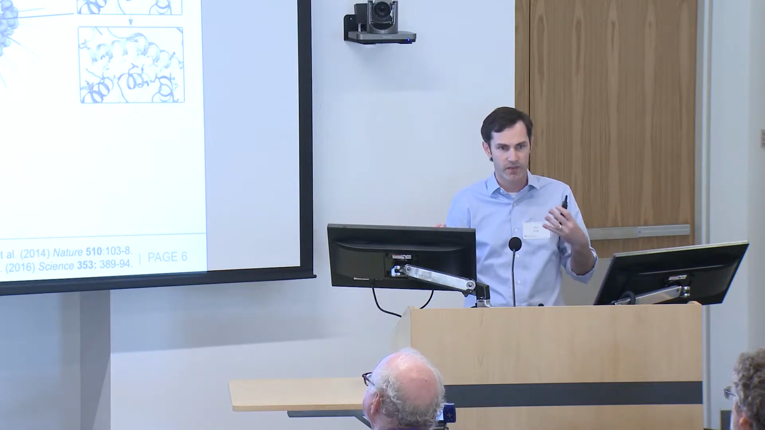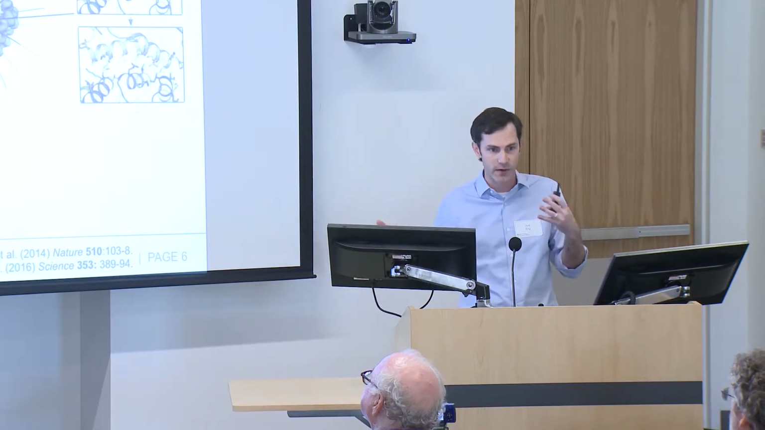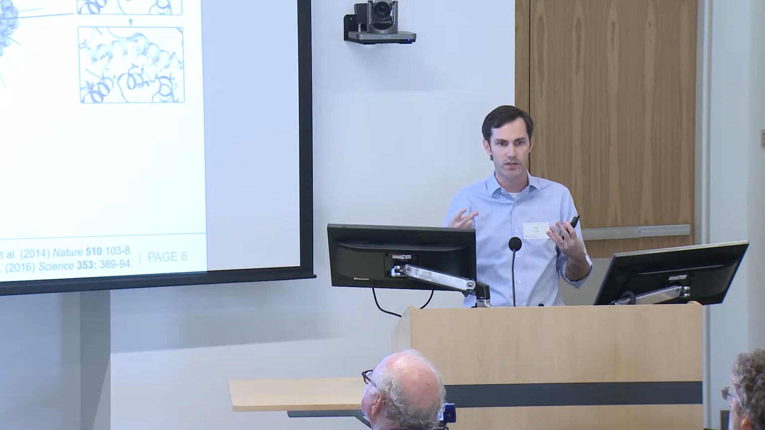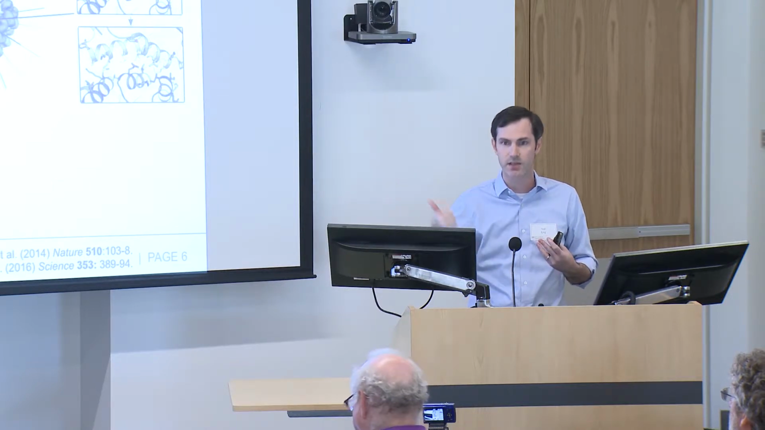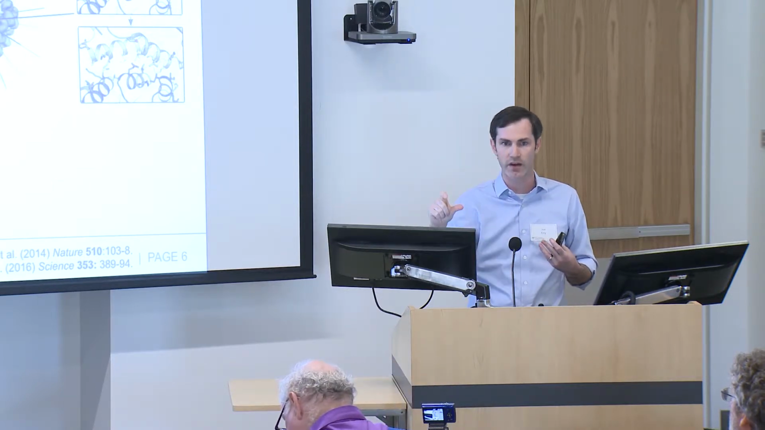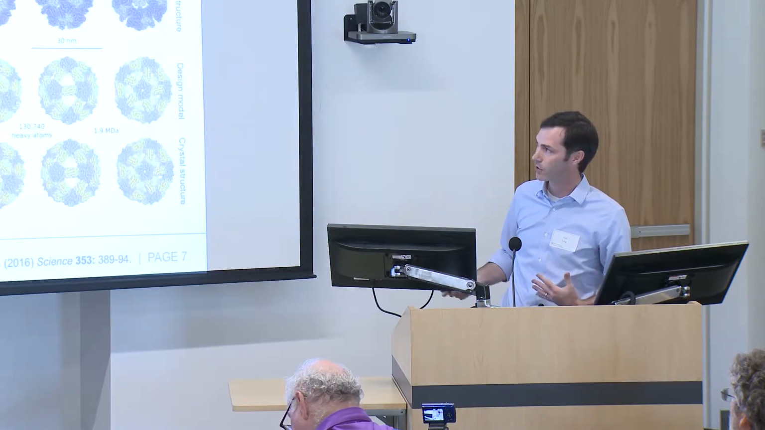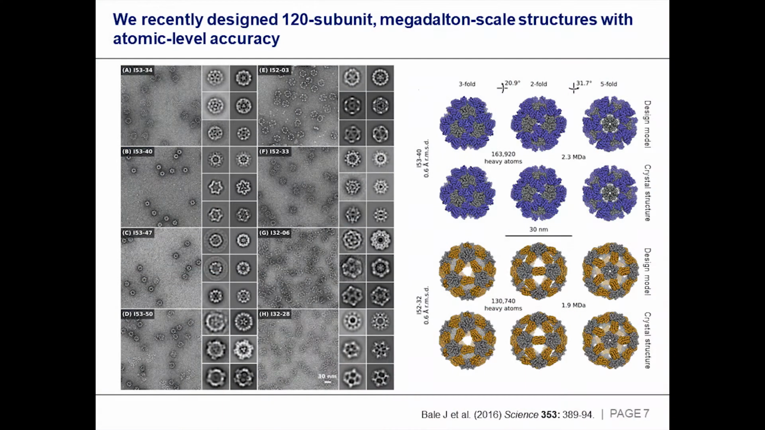So at the end of the day, what the computer gives you is hundreds of thousands of hypotheses in 2 parts: a pair of amino acid sequences, and a 3-dimensional structure that pair is predicted to form. And so then you go into the lab and you test this and you see how accurate your predictions were. So these are some materials that we've recently designed. These are 120 subunit assemblies the size of small viruses. And on the left, we're comparing averages from electron micrographs to projections calculated from the computational design model. And you can see that they match quite closely.